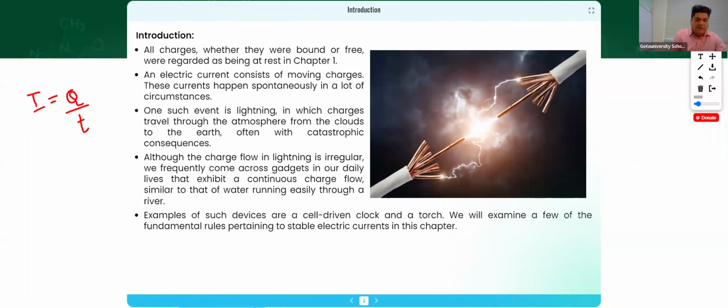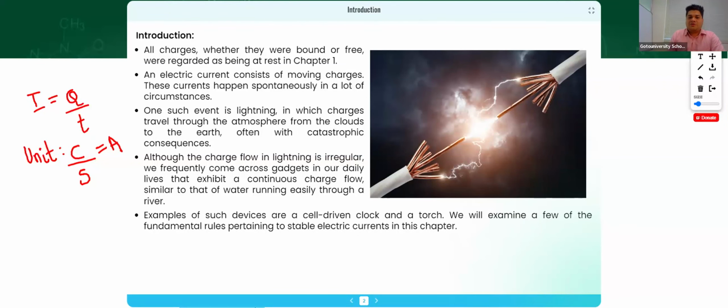What will be the unit of charge? Charge is represented by Q, and its unit is the coulomb. And t, what is t? t is time, and the SI unit of time is the second. So this is coulomb per second. It is also known as ampere.